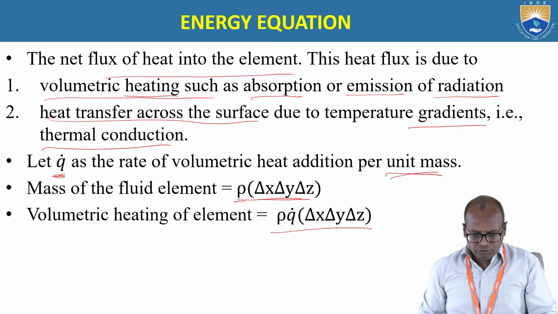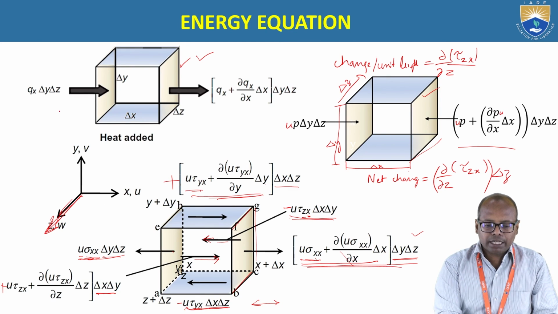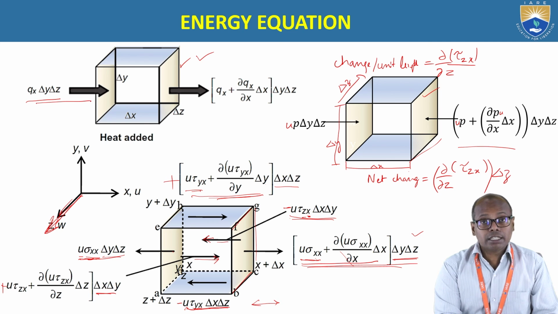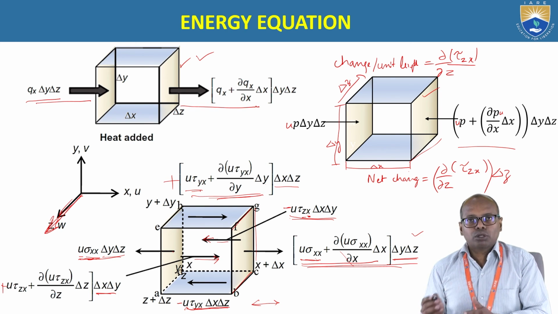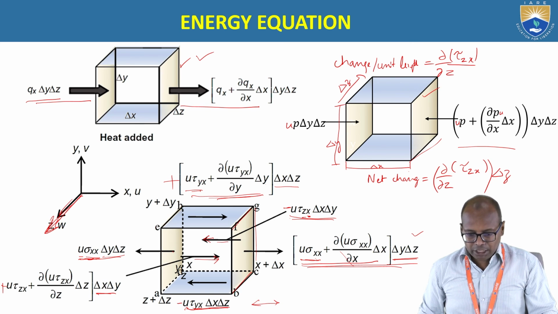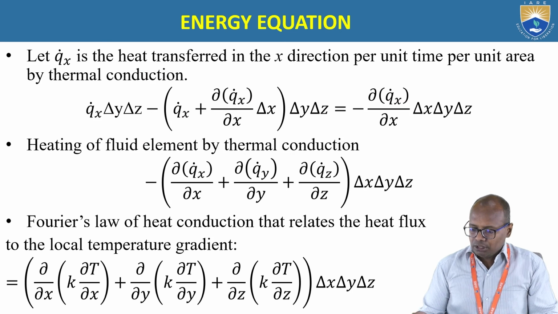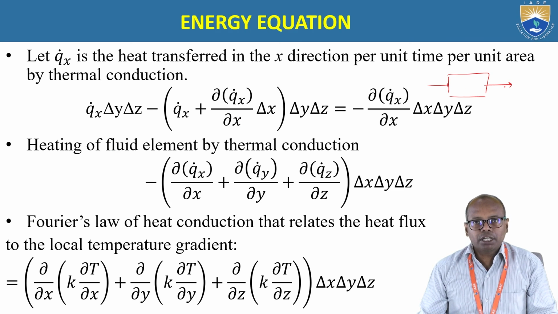Now we will see the heat added in x direction, y direction, z direction. We will see again the diagram. So this is the diagram. Heat is getting into the element, and heat is coming out of the element. So the same diagram I will draw here. You can see here, the heat is added to the element and heat is rejected from the element.